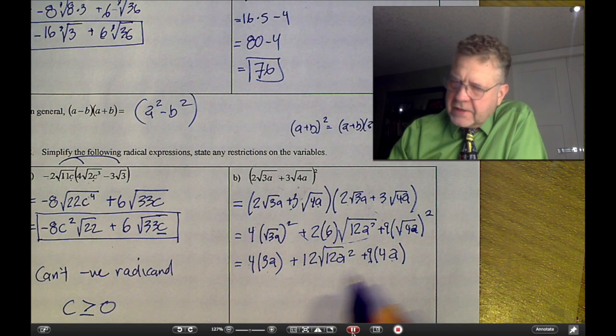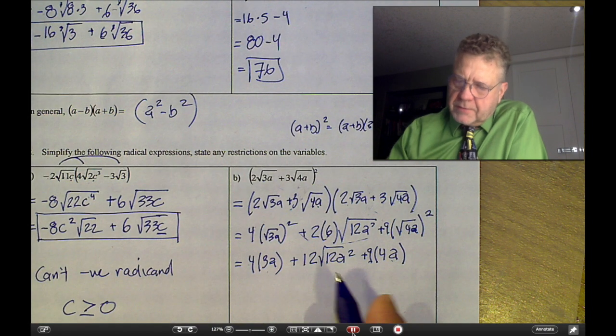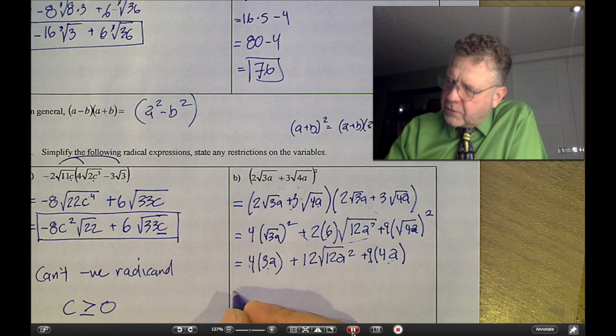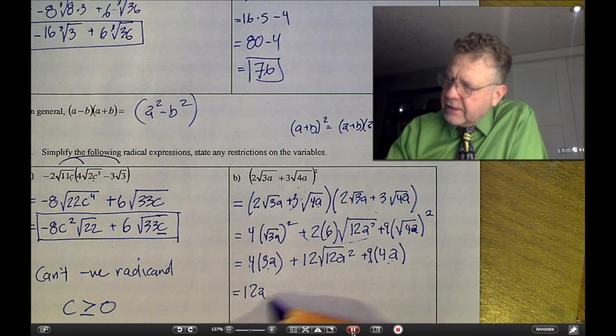All right, let's see if we can simplify this mess at all. We have a's, we have a's. Well, 3 times 4 is 12a. I'm going to bring this a over here.